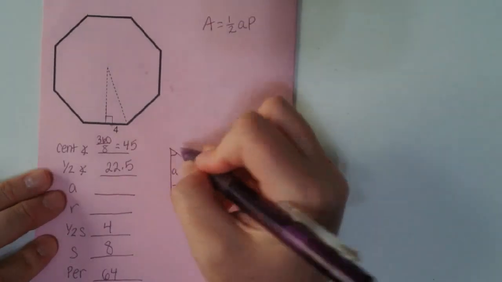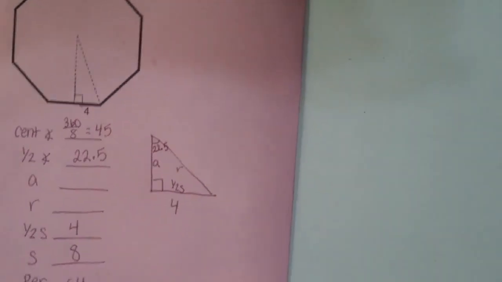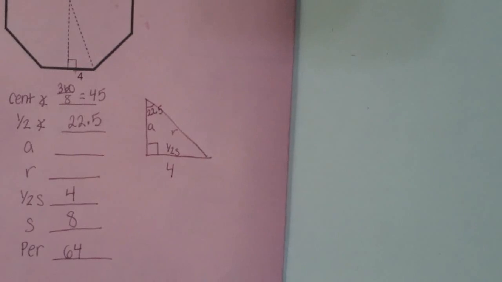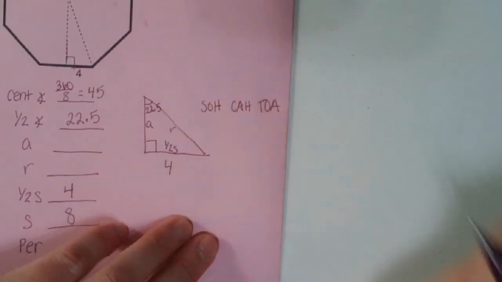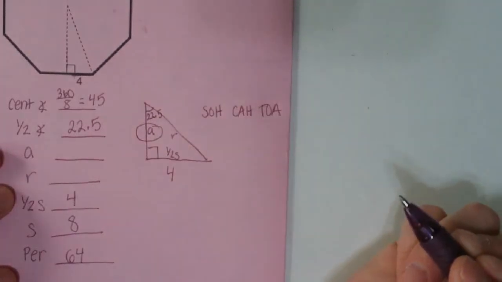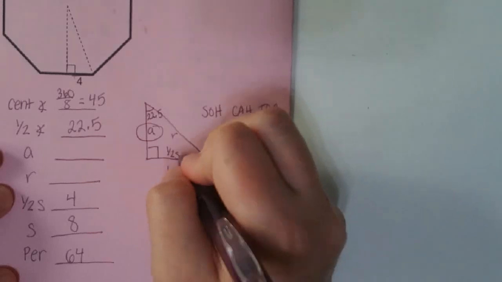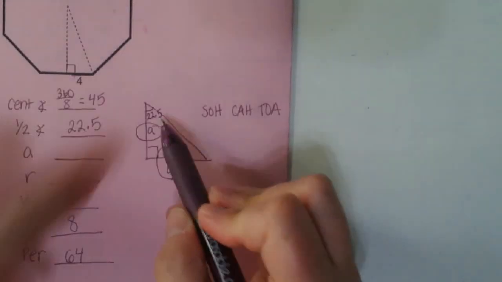I know that this angle right here is 22.5. Well, since this is not a 30-60-90 or a 45-45-90, and we only know one side, the only option to figure out either the apothem or the radius or both would be to use trigonometry. So the SOHCAHTOA. We are trying to find A. If we're trying to find A, then we're going to need that. We are also going to need the 4 because that's the only number we have. We're going to use the angle 22.5.